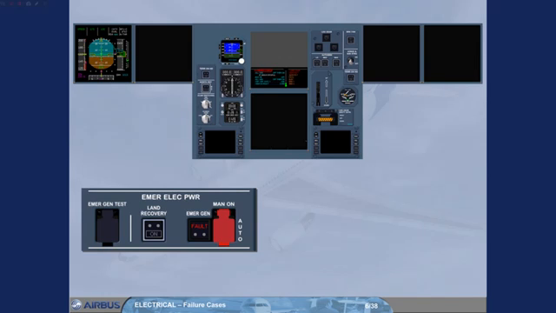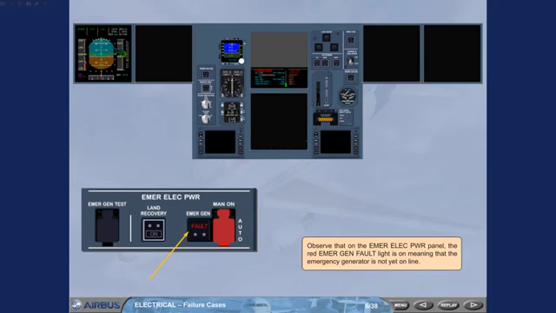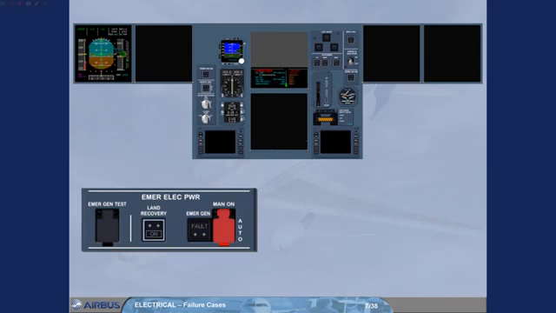Observe that on the emergency electrical power panel, the red EMER-GEN fault light is on, meaning that the emergency generator is not yet online. Observe that the EMER-GEN light has disappeared. The emergency generator is now running and supplying the network.